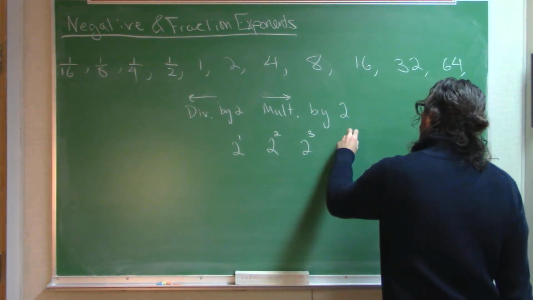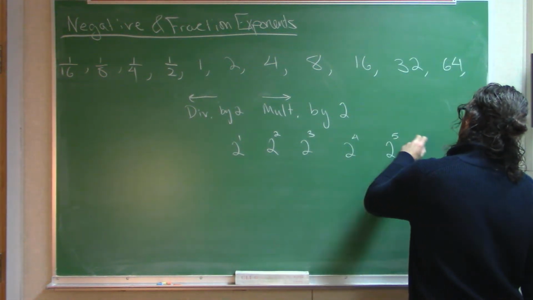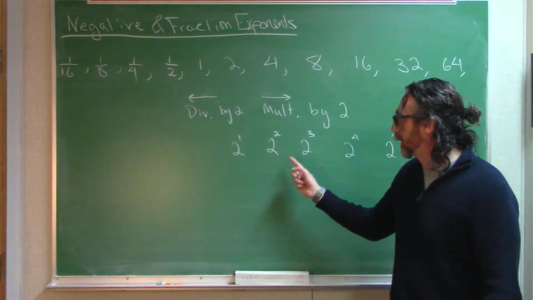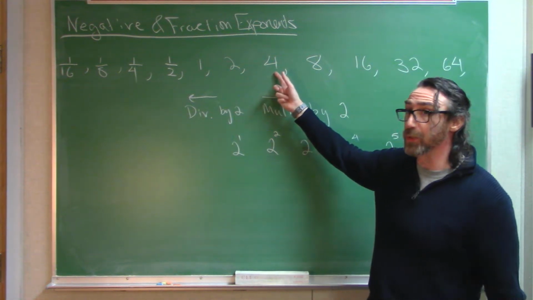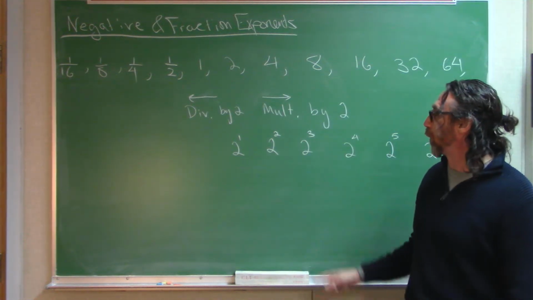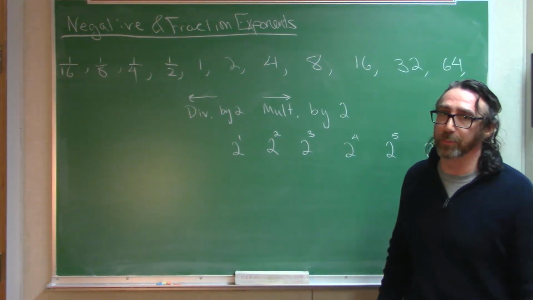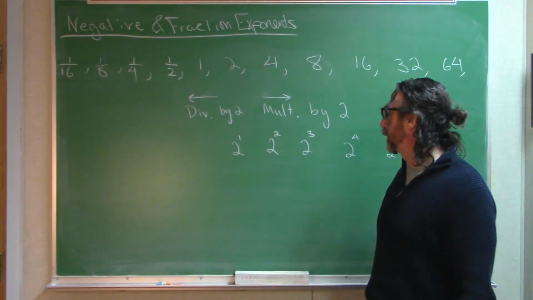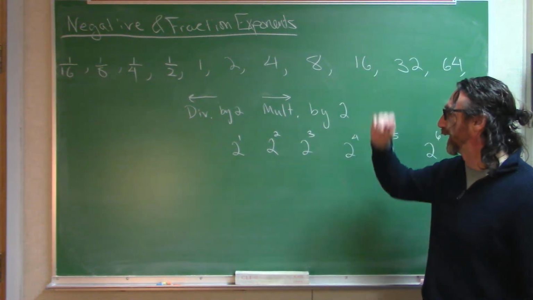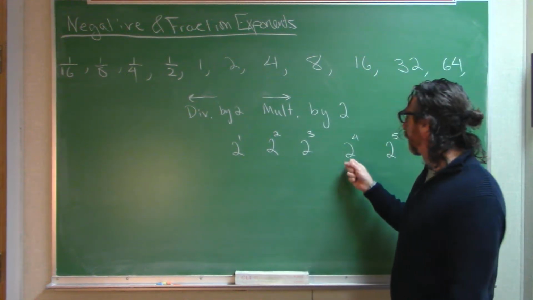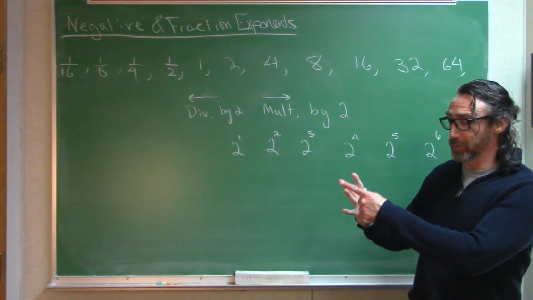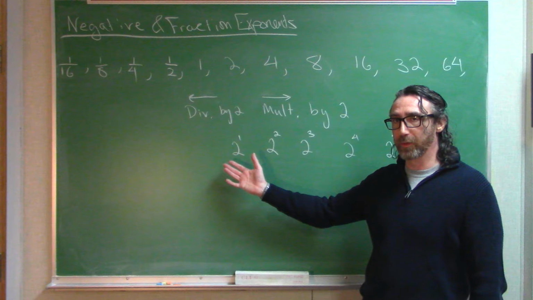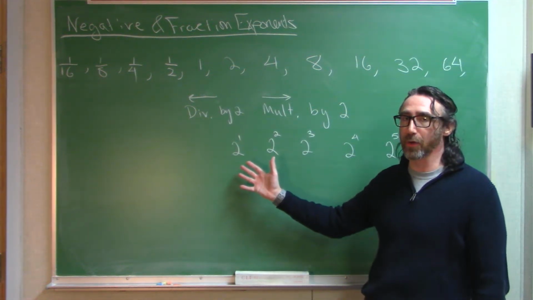Now, I want to look at these numbers in a different way. These numbers are all powers of 2. 2 to the first, of course, is just 2. 2 squared means 2 times 2, which gives me 4. 2 to the power 3 would mean 3 factors of 2, 2 times 2 times 2, which gives me 8. This would mean 4 factors, 2 times 2 times 2 times 2, to get to 16. So this is just another way to express the terms in the sequence.